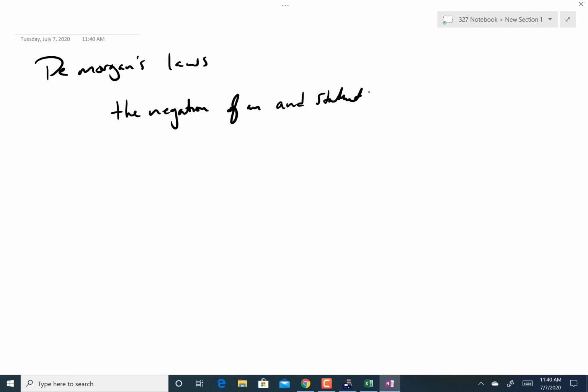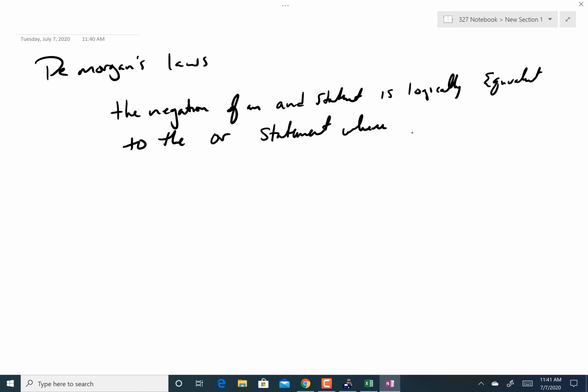A couple other little laws here, and then we'll get to actually doing some work. So, De Morgan's laws. The negation of an AND statement is logically equivalent to the OR statement where each component is negated. Well, I wonder what that means.